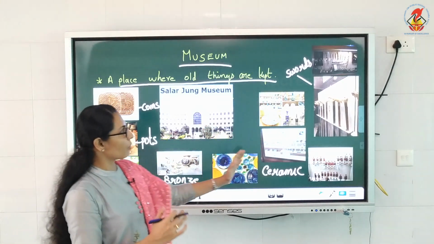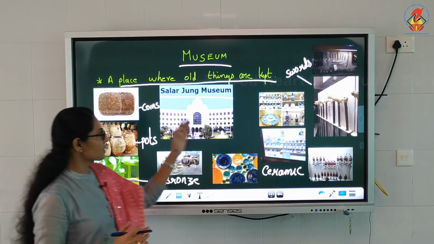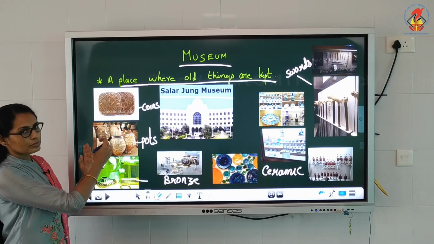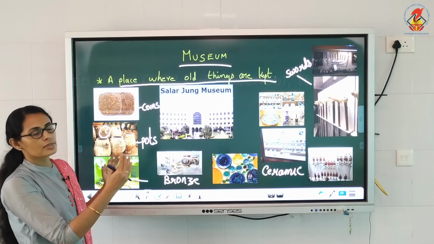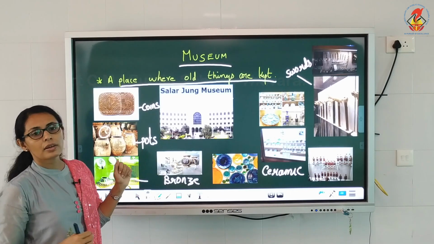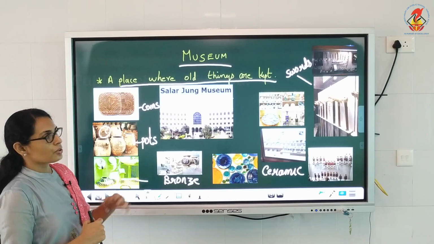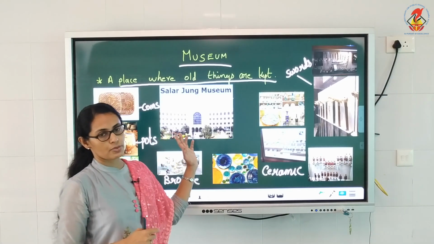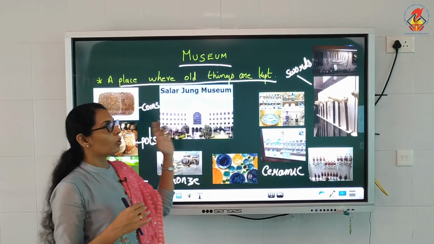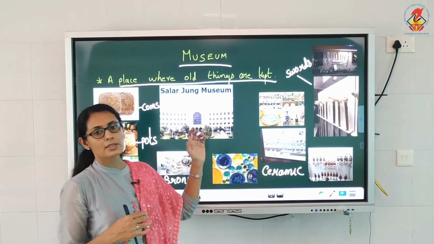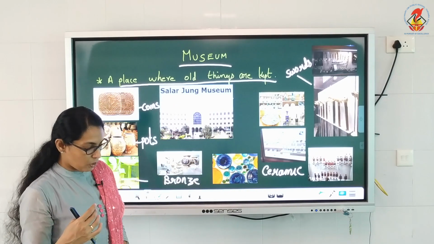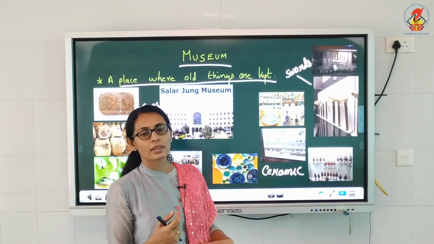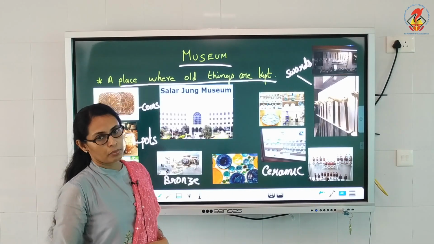Maybe now we can see that it's all good color, but look at this, this part is broken. So some broken pieces can also be kept in the museum. Okay, so this is known as a museum. The museum is where the old things are kept. Old things meaning not our own old things, but what the early people did, what they used. Those things are kept in the museum.